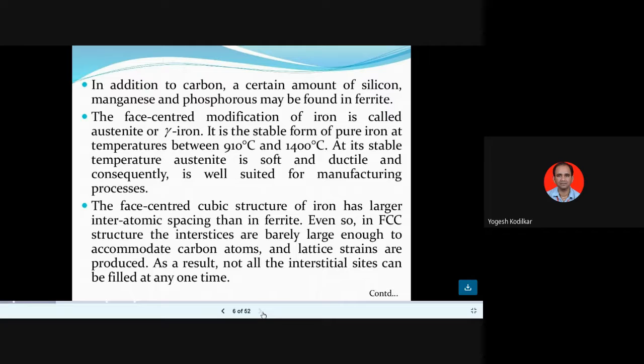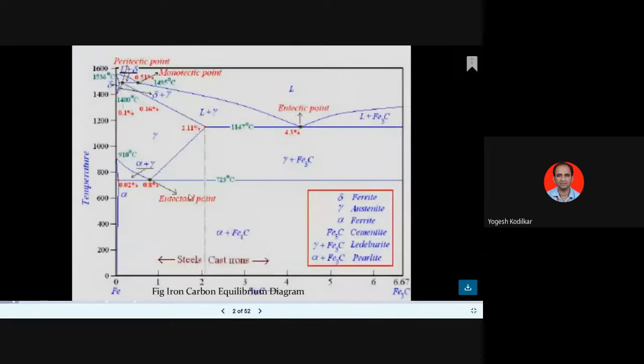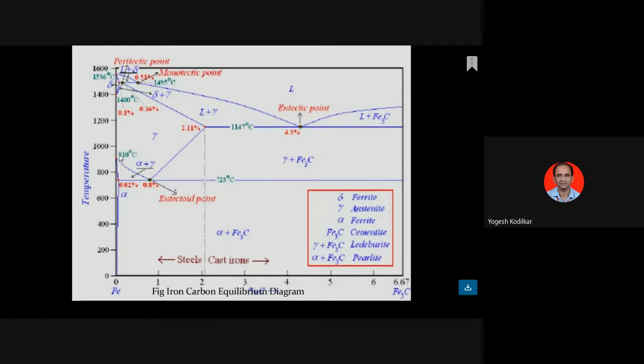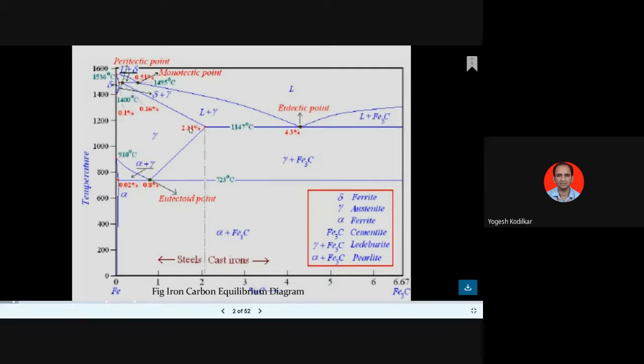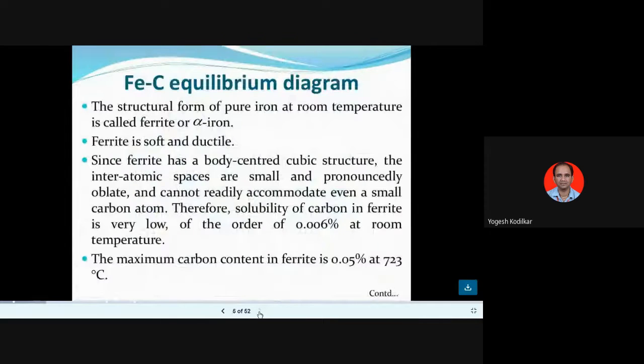The face-centered modification of iron is called austenite or gamma iron, above this 723 degrees Celsius. You can see students, at around 910 degrees Celsius and beyond, this alpha ferrite phase is completely converted into gamma austenite beyond this point and above 910 degrees Celsius. So this gamma austenite is the gamma phase. It is again in the FCC structure.